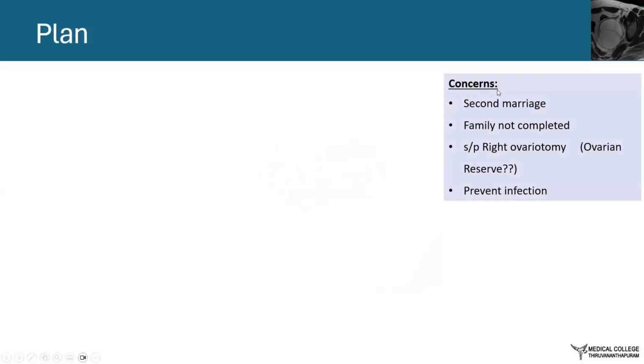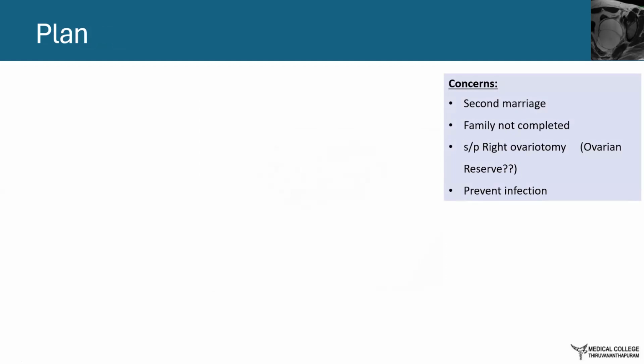So the concerns in this patient, to decide whether to go for surgery or any other interventional management, were, one, the patient was in a second marriage and the family was not completed. The patient already had a history of a right ovariotomy, so ovarian reserve was an issue. And secondly, we needed to prevent infection.